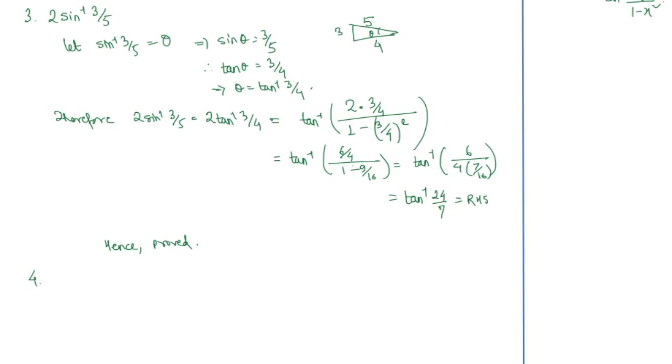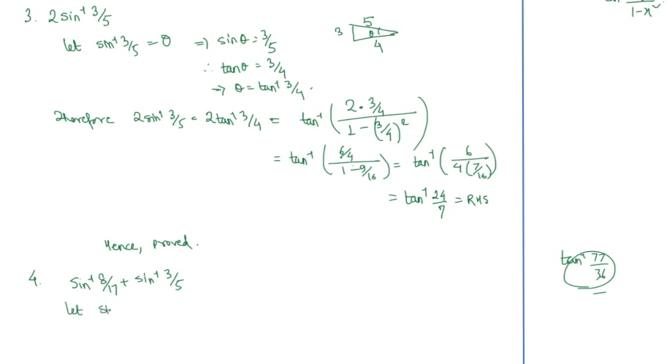Okay, now coming to the last question of our topic today. In question number 4, we need to prove that sine inverse of 8 by 17 plus sine inverse of 3 by 5 is equal to tan inverse of 77 by 36. We will be approaching it in a similar way. It is very convenient to first convert sine inverse into tan inverse respectively, and then apply tan inverse x plus tan inverse y.